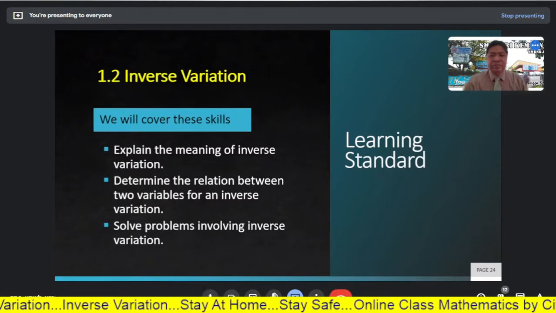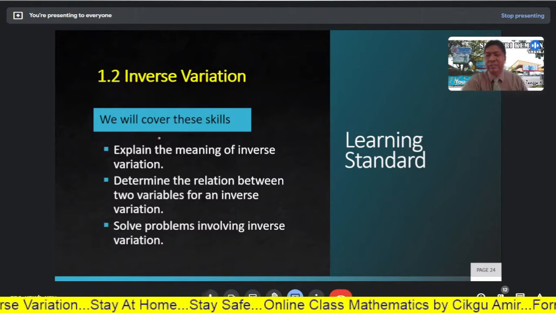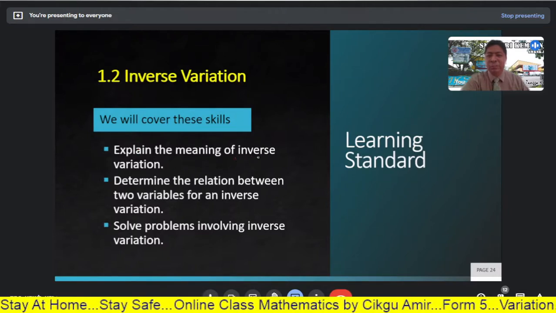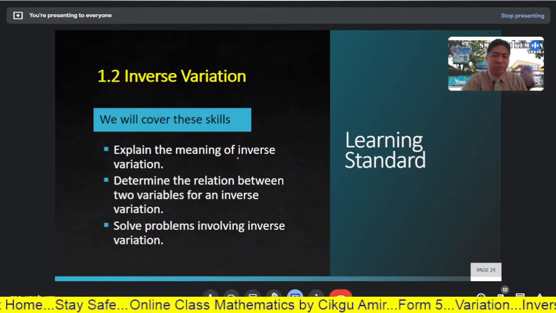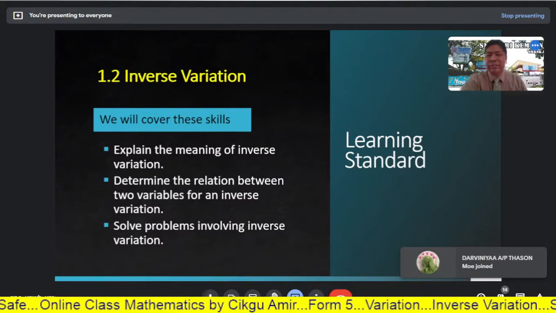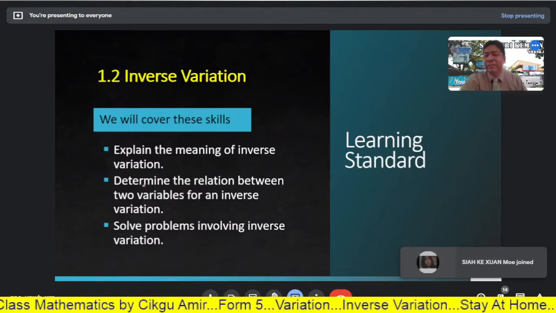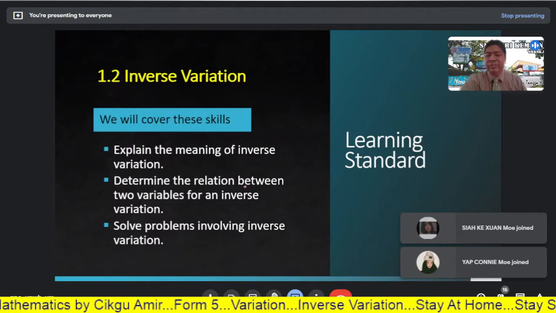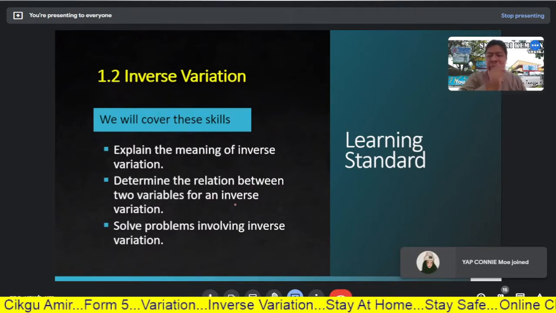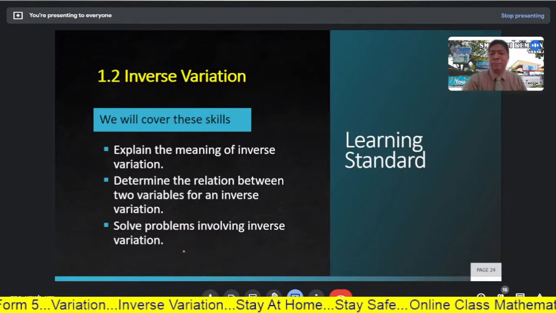In this session, we will cover this skill. We have three skills in this session. The first one is explain the meaning of inverse variation. Inverse variation, perubahan songsang. Last week was direct variation, so this week is inverse variation. The second one is determine the relation between two variables for an inverse variation. And the third one is solve problems involving inverse variation.